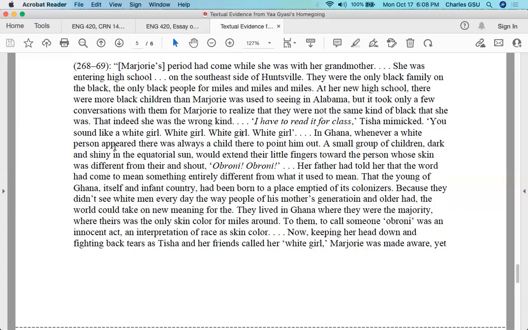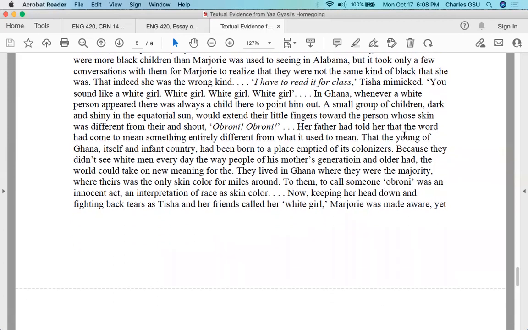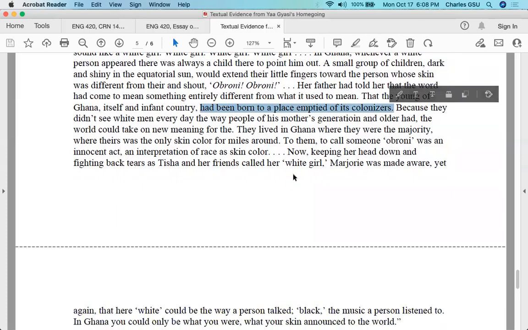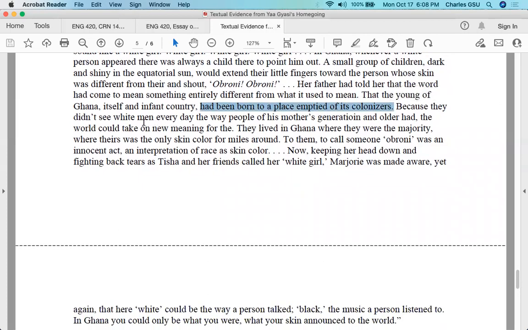In Ghana, whenever a white person appeared, there was always a child there to point him out. A small group of children, dark and shiny in the equatorial sun, would extend their little fingers toward the person whose skin was different from theirs and shout, Obroni, Obroni. Her father had told her that the word had come to mean something entirely different from what it used to mean, that the young of Ghana itself, an infant country, had been born to a place emptied of its colonizers, right? That most of the Dutch and British people were gone because the slave trade was over.